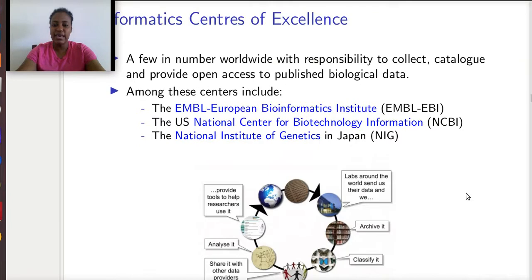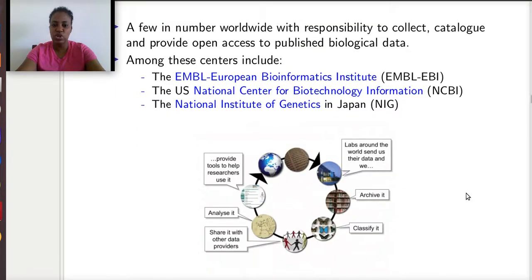They have a very strict and well-structured criteria for receiving the biological data. They receive it from around the world, archive it, classify it, and share it with other data providers, and there are others who do analytics on the data, and they provide the tools to help researchers use it.